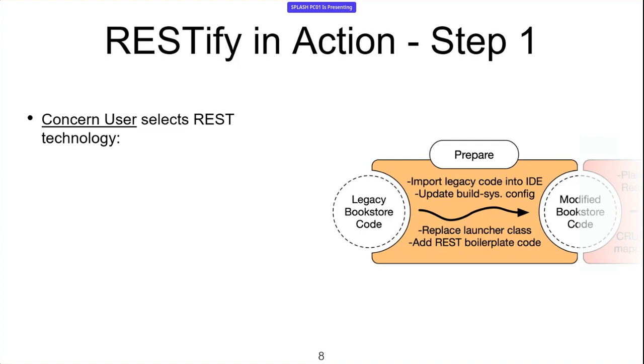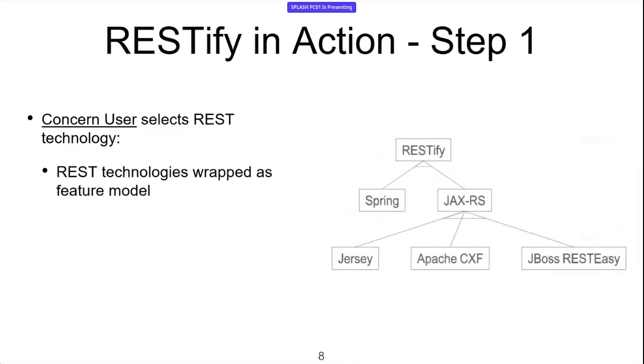Okay, so how could we simplify that? Ideally, for the concerned user, wouldn't it be nice, instead of having to deal with all this low-level stuff when you apply, for instance, Spring, if the first thing you do is really make the choice of what technology you want to use? Choices typically can be expressed with something like a feature model.